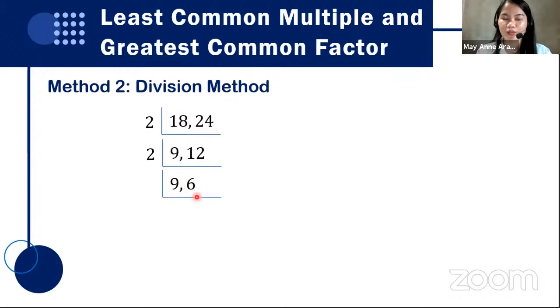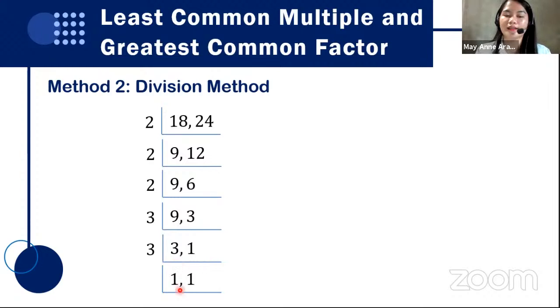Again, still divisible by 2, yung 6. So we have to write 2 again here, the left, then divide. So just copy again 9, then 6 divided by 2 is 3. So now, wala nang divisible by 2. So we now divide by 3. So we have 9 divided by 3 is 3, and 3 divided by 3 is 1. Again, can still be divided by 3. So 3 divided by 3 is 1. So until you arrive at 1, 1.